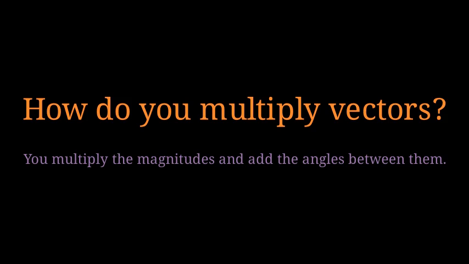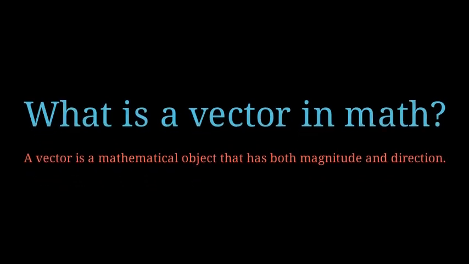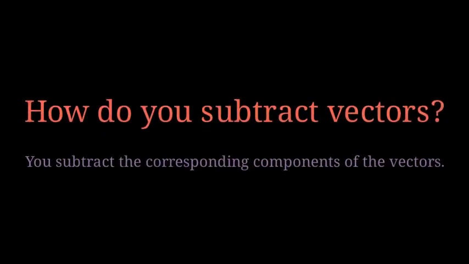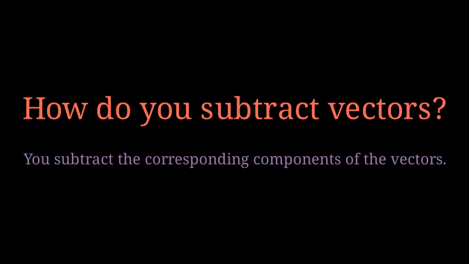How do you multiply vectors? You multiply the magnitudes and add the angles between them. What is a vector in math? A vector is a mathematical object that has both magnitude and direction. How do you subtract vectors? You subtract the corresponding components of the vectors.